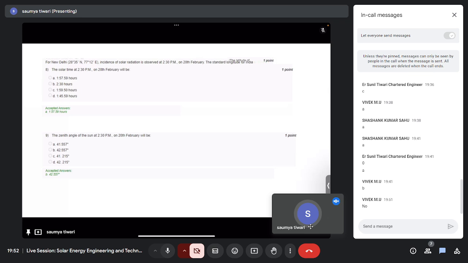For New Delhi, the latitude and longitude are given. Incidence of solar radiation is observed at 2:30 p.m. on 20th Feb. The standard longitude for India is given. What is the solar time at this particular 2:30 p.m. time on 20th Feb? Okay, the options are already visible.